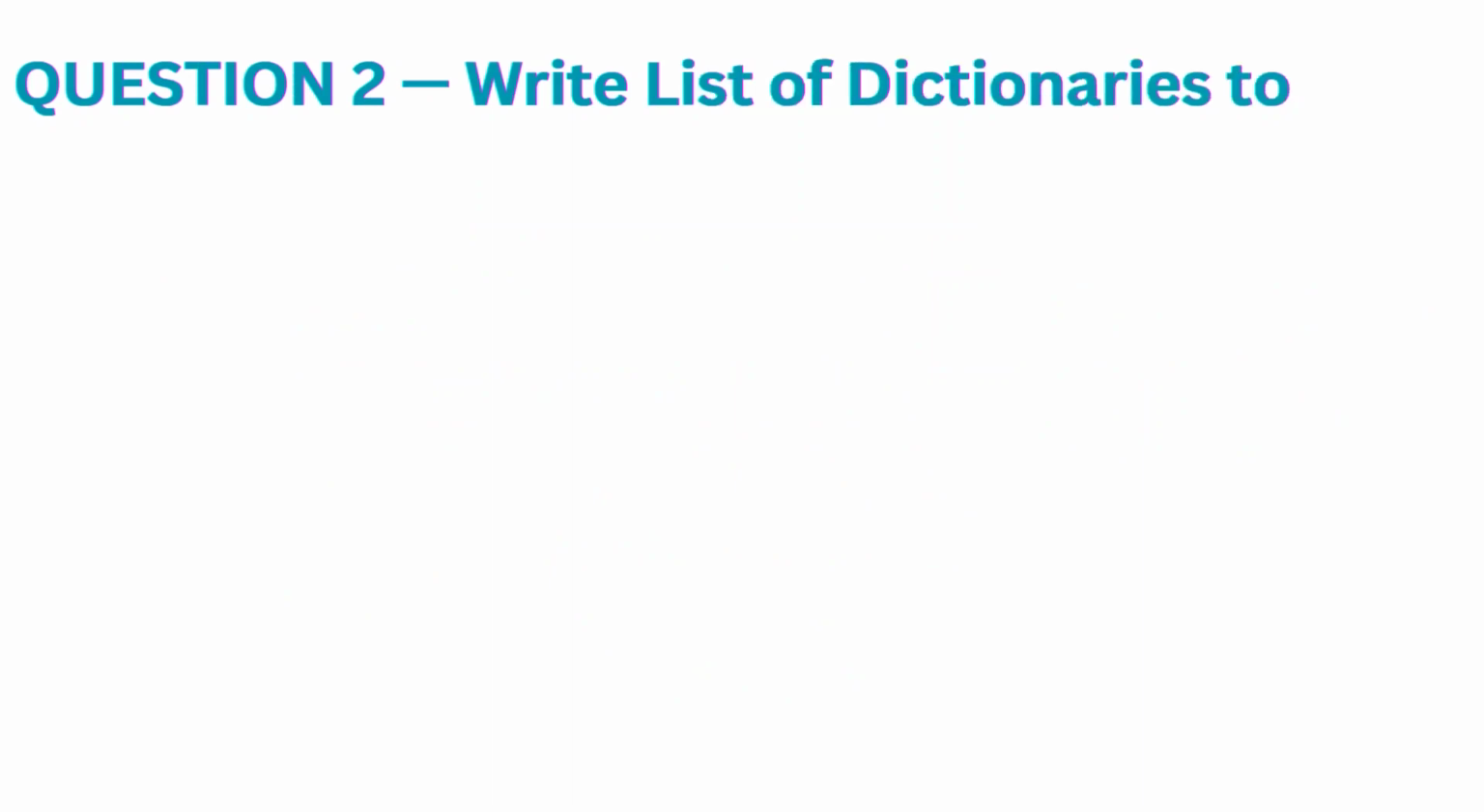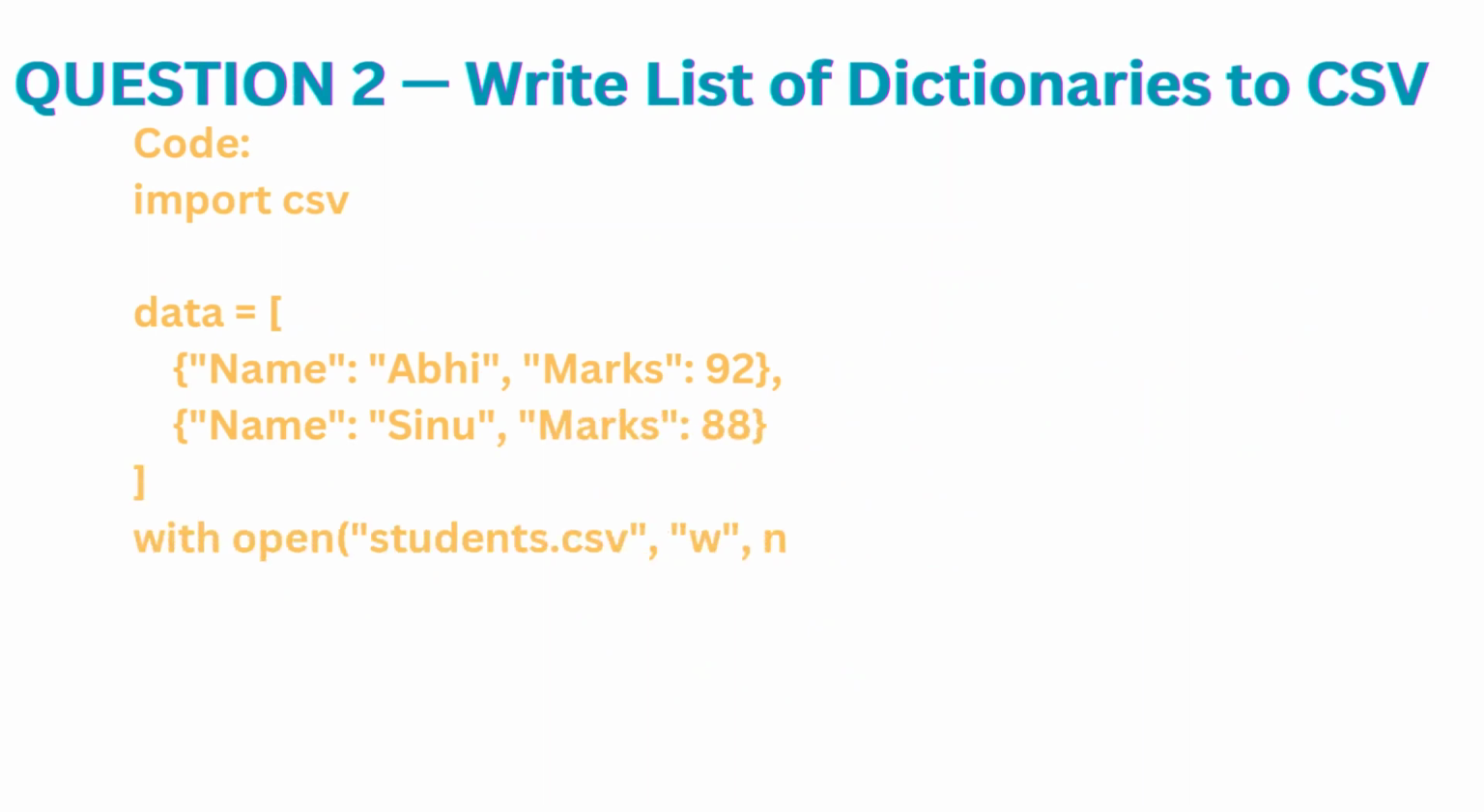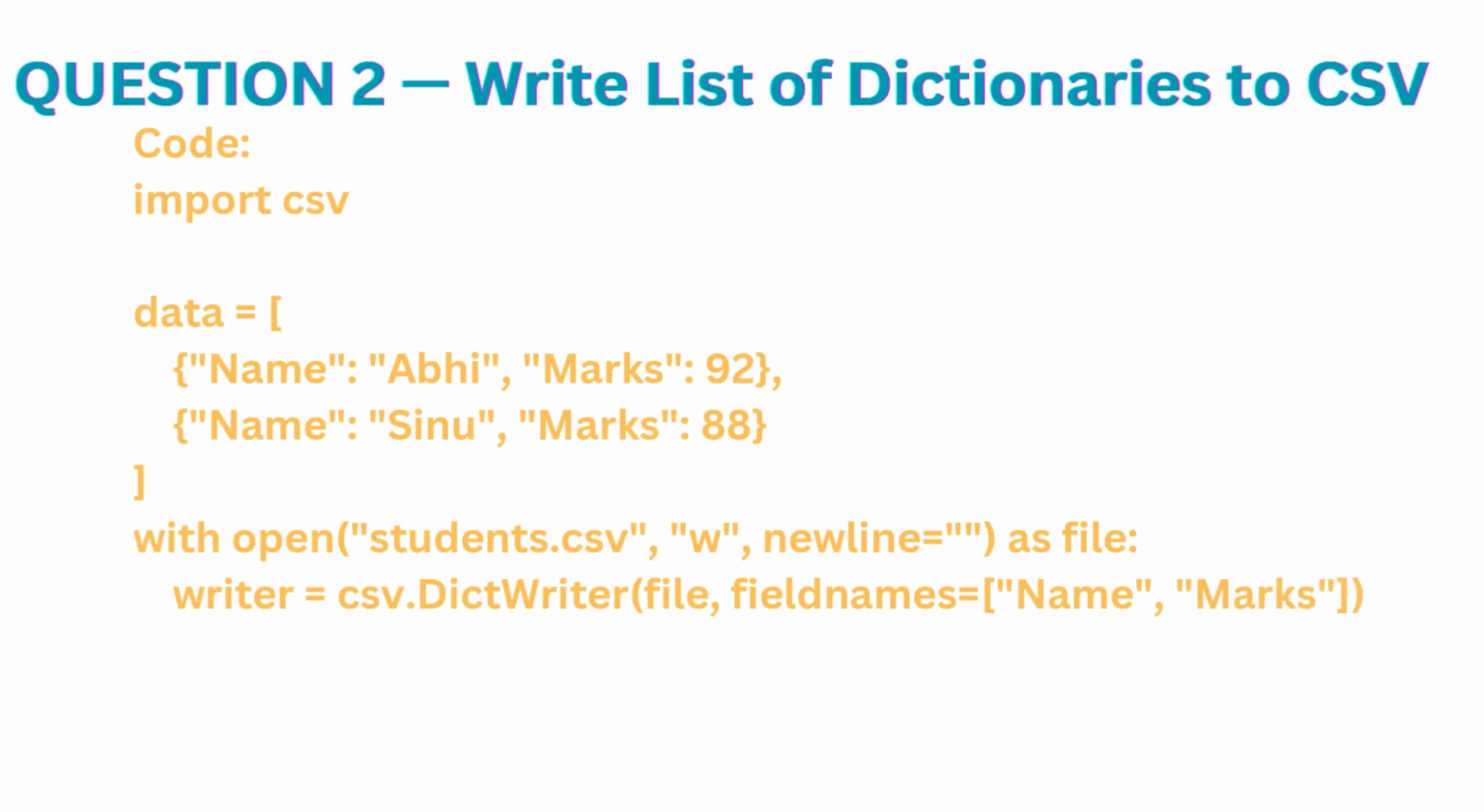And the next question is write a list of dictionaries to CSV. So here we use DictWriter that allows storing dictionaries directly as rows, and we use it in many data export tasks. So the code is import csv, and here is the data. With open student.csv, w for write, and newline empty. The writer will be csv.DictWriter with file and fieldnames, and the writer calls writeheader, and writer.writerows of data.